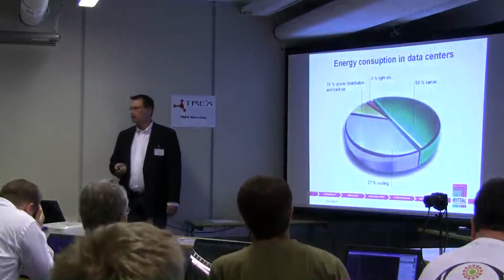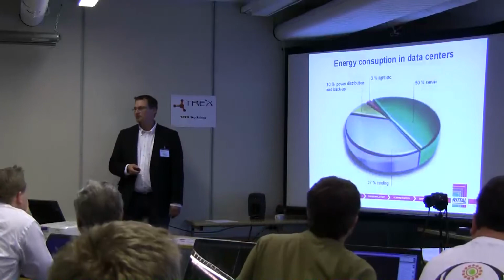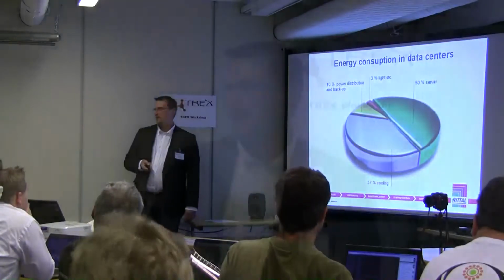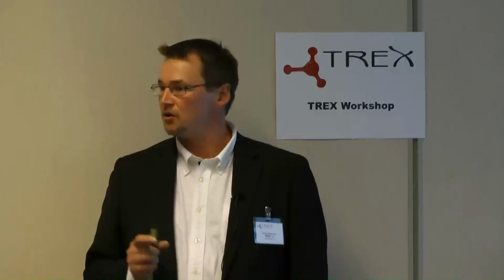But the reason why we are talking about cooling can be seen from this graph here. As you can see, 37% of all the energy consumption in data centers comes from cooling. Power distribution and backup is 10%, lighting and so on is only 3%. Somebody is saying, okay, we can save energy because we have LED lamps in our data centers, but of course you do that, but it's only a small part of the energy consumption.